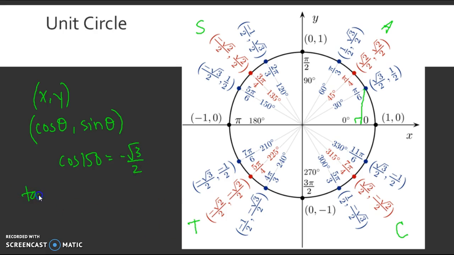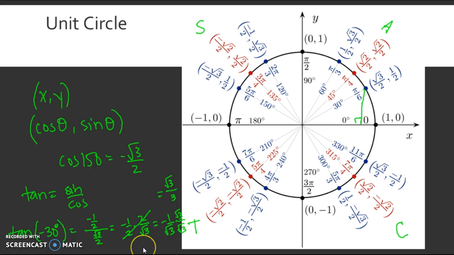All right, tangent is sine divided by cosine. So if I wanted tangent of negative 30 degrees, I'm going to go down 30, which is over here at 330, and I want to do sine divided by cosine. So I have negative 1/2 divided by root 3 over 2. Right? When I divide fractions, I multiply by the reciprocal, so negative 1/2 times 2 over root 3. The 2's cancel, and I get negative 1 over root 3. Don't want a radical on the bottom, so we multiply by root 3 over root 3, and then that becomes just root 3 over 3.